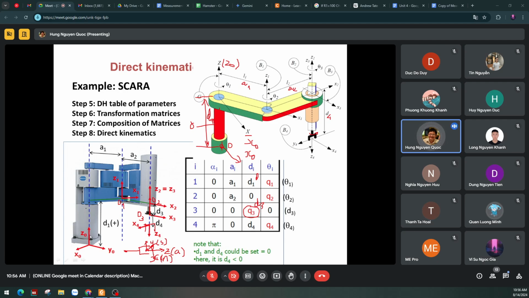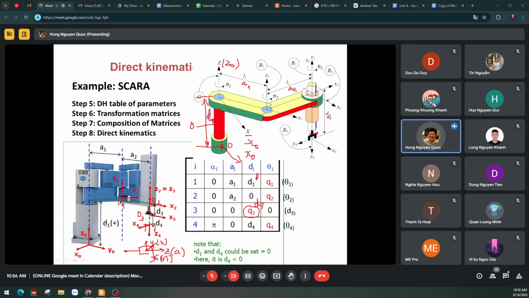A1 is the distance between G0 and G1. So it's A1. A2, the distance between G1 and G2, is A2, right? And A3 and A4 are 0 because they are coincident. Alpha is the angle: G0 and G1 is 0, G1 and G2 is 0, G2 and G3 is 0, G3 and G4 is pi over 2. Sorry, pi.